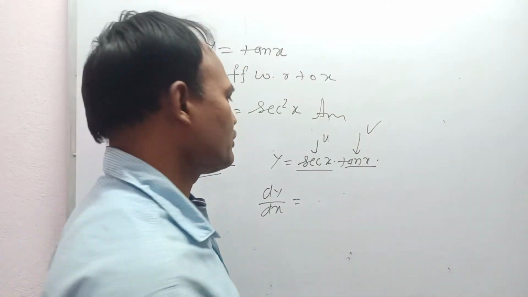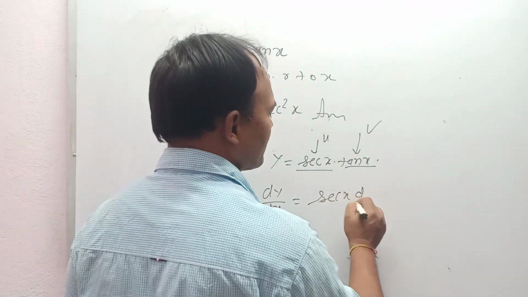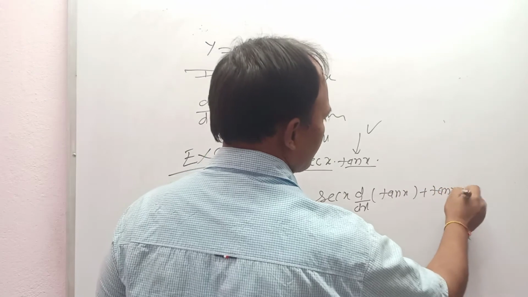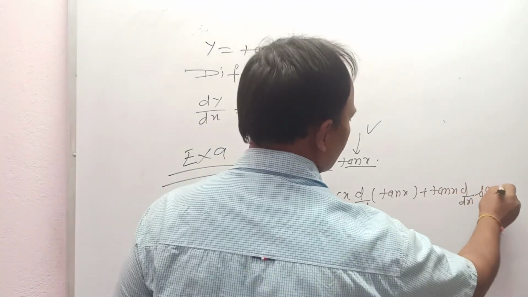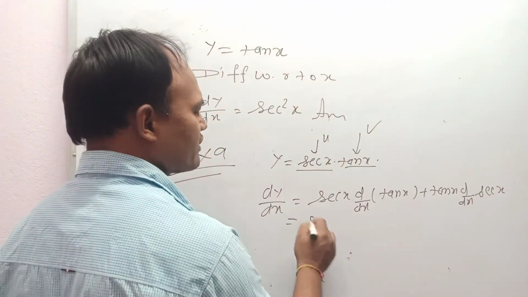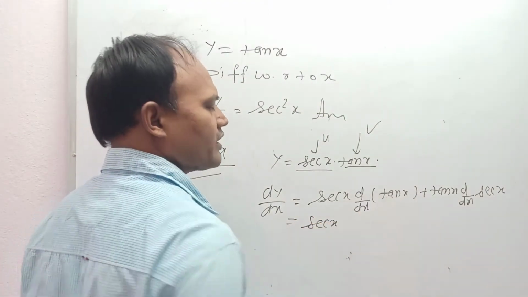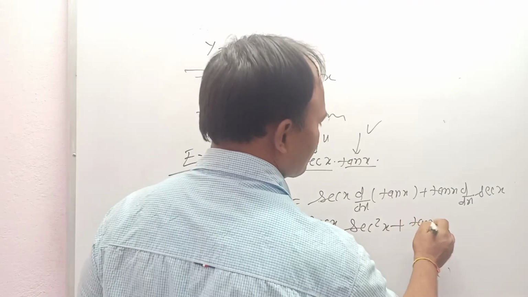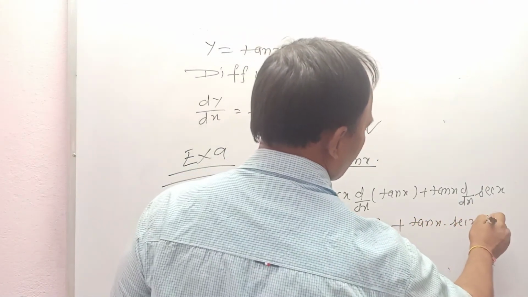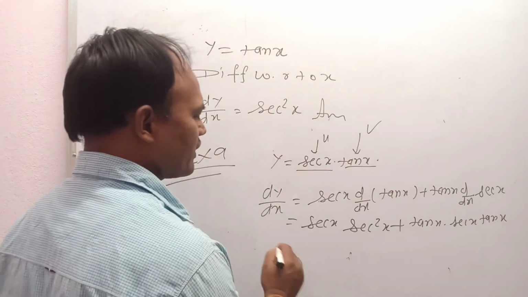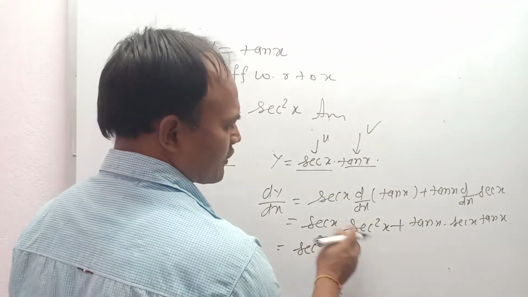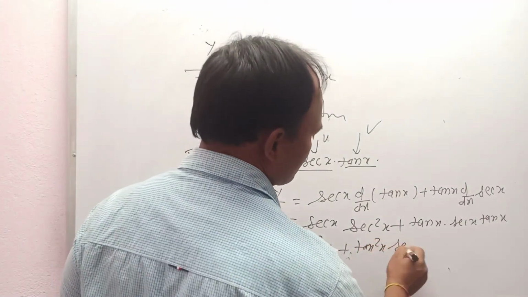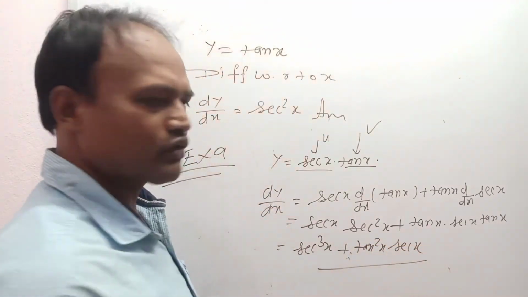So dy/dx equals sec x times d/dx of tan x plus tan x times d/dx of sec x. Sec x is here, and d/dx of tan x is sec square x, and then tan x times sec x tan x. So it is sec cube x plus tan square x into sec x. So it is clear now.